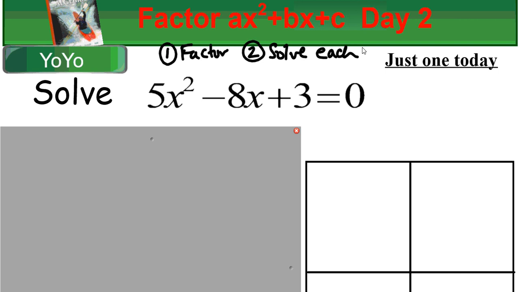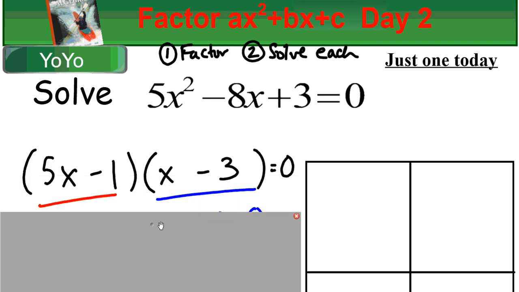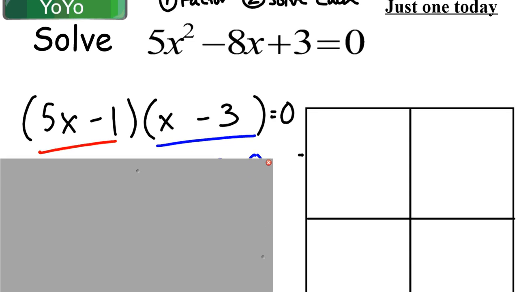Unpause it once you want to see what the answer is. Okay, welcome back. First thing you have to do is factor it. 5x minus 1 and x minus 3 is the correct factorization. If you check it by putting 5x and minus 1 and x minus 3, you get 5x squared. Negative and a negative makes it positive 3, so there's the first and the last pieces.